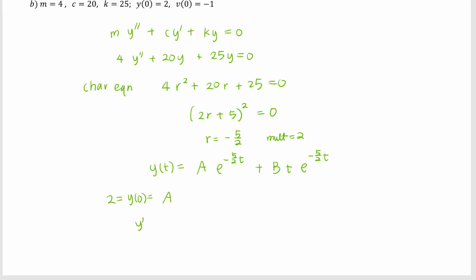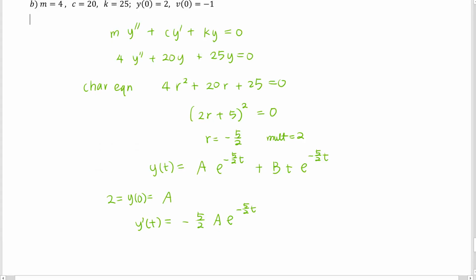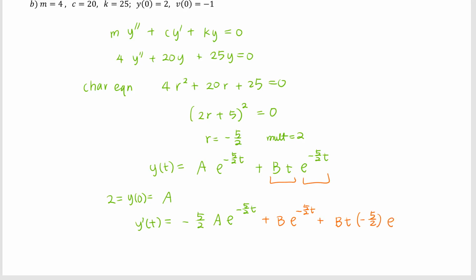Yay! y prime of t is the derivative of that, which is negative 5 over 2 A e to the negative 5 over 2 t. But the next term, we need the product rule. So the derivative of the first guy is just B. And for the derivative of the second guy, you have an extra factor of -5 over 2 e to the -5 over 2 t.